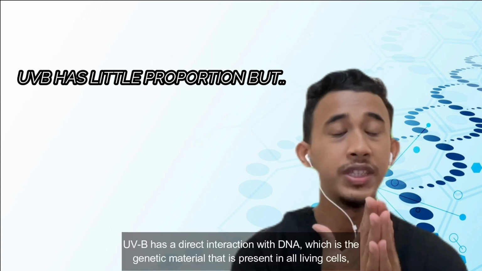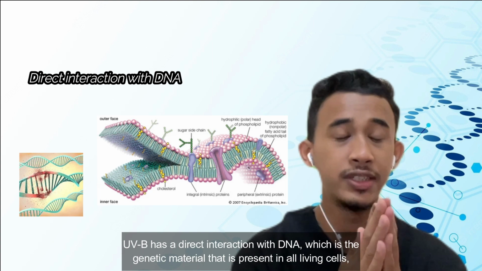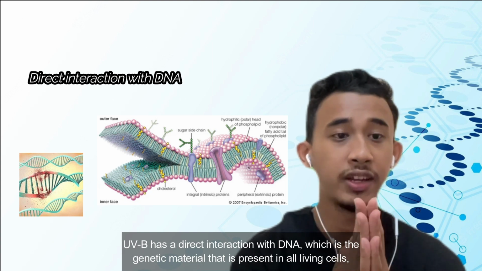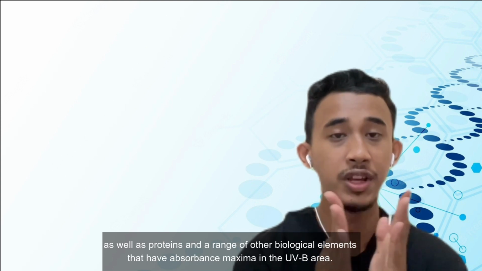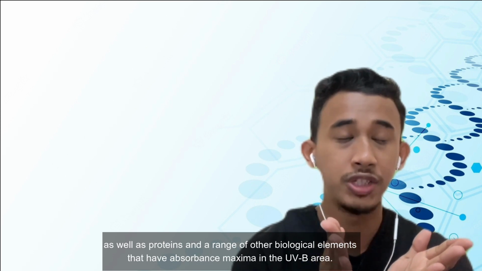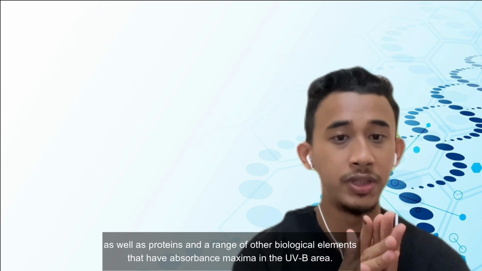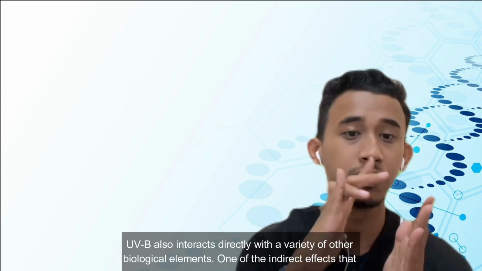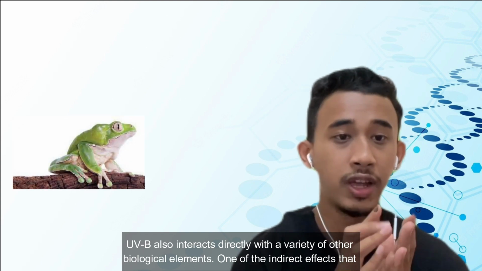Despite the fact that UVB radiation accounts for a very small proportion of the overall output of the sun, UVB has a direct interaction with DNA, which is the genetic material present in all living cells, as well as proteins and a range of other biological elements that have absorbent maxima in the UVB area. UVB also interacts directly with a variety of other biological elements.